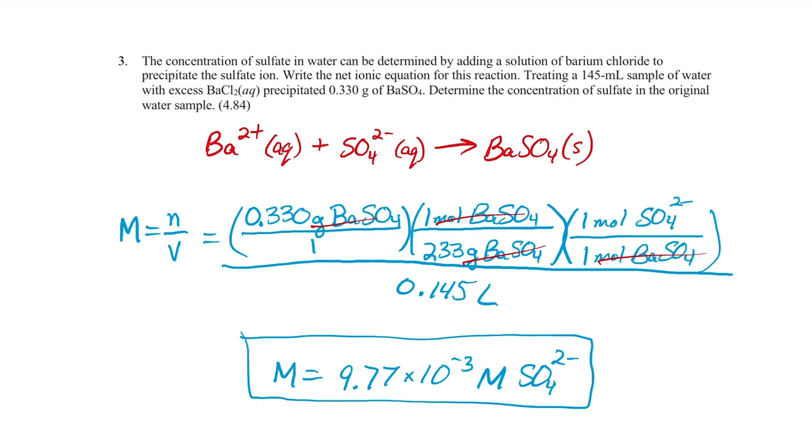It asks about the concentration of sulfate. So we'll switch from barium sulfate to sulfate, and it's a 1-to-1 ratio, 1 mole of sulfate ions per 1 mole of barium sulfate. If we were to solve this problem at this point, we would have the number of moles of sulfate ion. Since molarity is number of moles over volume, we'll take that whole part and divide it by 0.145 liters. And canceling and solving, we get a molarity of 9.77 times 10 to the minus 3 molar concentration of sulfate ions.